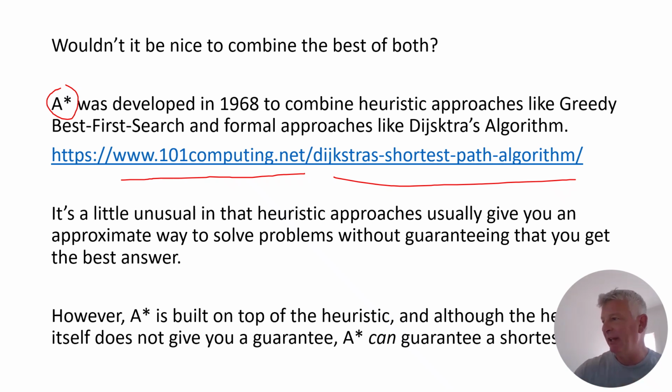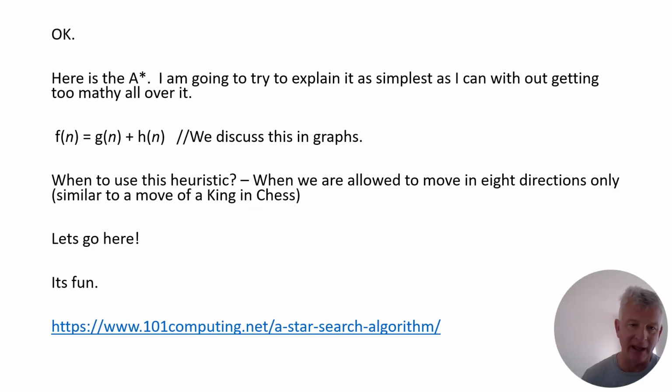It's a little unusual in that the heuristic approach gives you an approximate way to solve a problem without guaranteeing you that you get the best answer. However, A-star is built on top of heuristic. Okay, and although heuristic itself does not give you a guarantee, A-star can give you a guaranteed shortest path. Okay, I'm not going to get really mathy. A lot of you guys haven't taken linear or discrete mathematics, so we're just going to leave this here. We've discussed this formula in graphs, and that's one of our last videos.